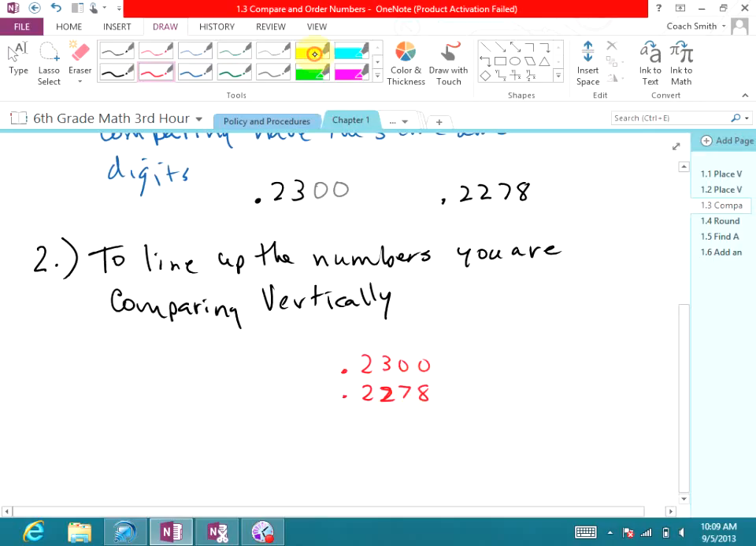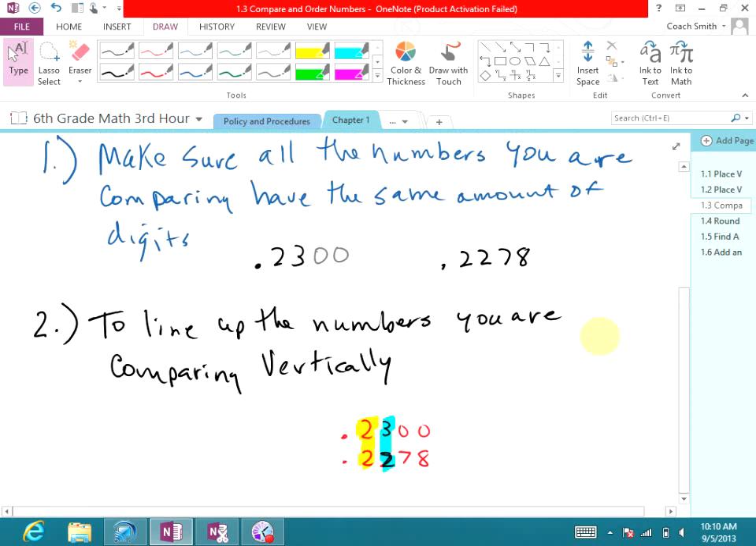Okay? And as I look at these numbers, the first digit in this is 2's. They're both the same, so I can't compare those two. I've got to move to the next one. There's a 3 and a 2. So obviously, the 3 is larger than the 2. Okay, and so that's why we know that 0.23 would be larger than 0.227.